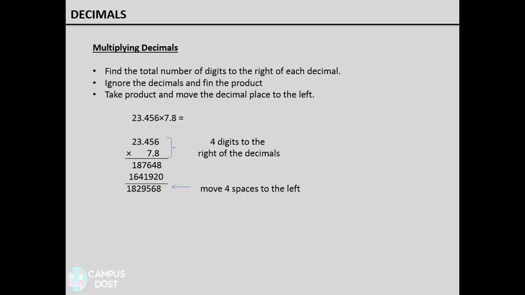Alright, now apply this to the following product. First, observe that there is a total of 4 digits to the right of the decimal.